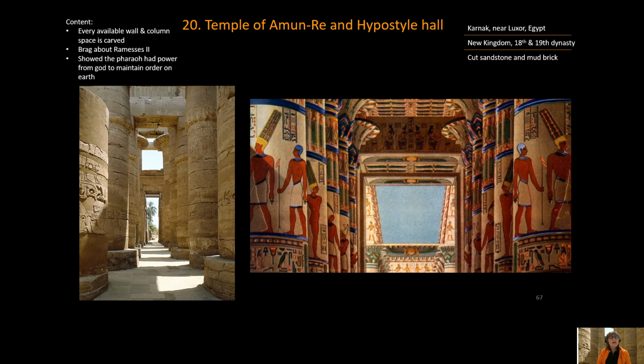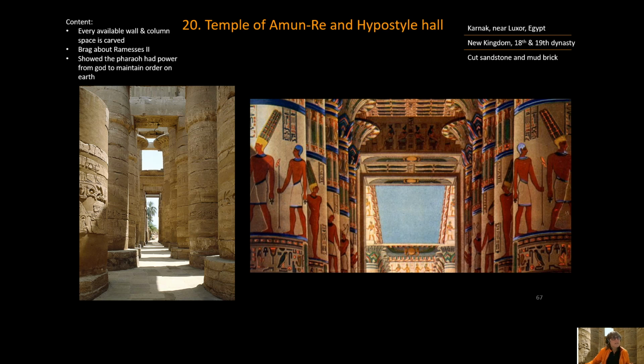Okay, in content, every available wall and column was covered with hieroglyphics, and they're pretty much repetitive. Bombastic is a great word that I heard describing them. Explaining the role of the pharaohs. And we start here with Ramses II. There are multiple pharaohs involved in adding on to this temple.